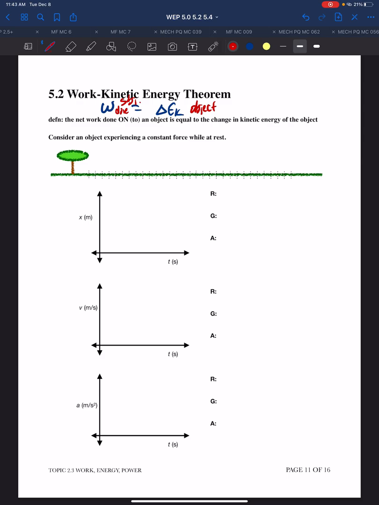So in looking at this, let's consider an object at rest experiencing a constant force. So we have our ground laid out with a little tree there. And we have an object at time zero. At this point, that's where the object is, while at rest. So while at rest means v0 is 0. A force, a constant force.